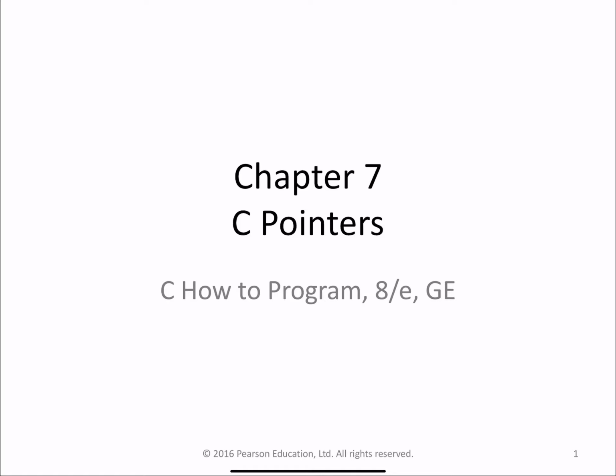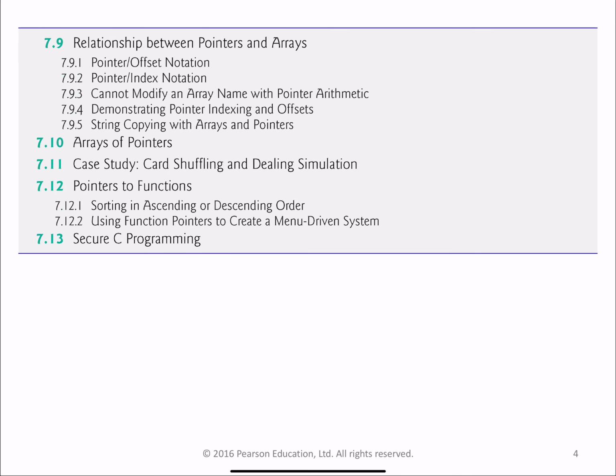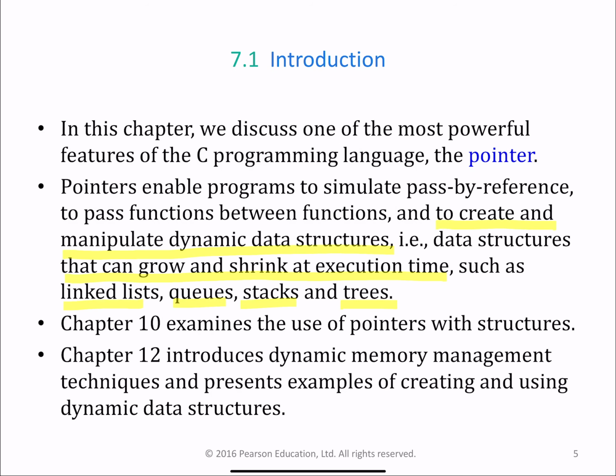This is Chapter 7 on C pointers. So in this chapter, we discuss one of the most powerful features of the C programming language called the pointer. Pointers allow us to simulate pass by reference and to pass functions between functions and to create dynamic data structures, meaning data structures that can grow or shrink in size at execution time.